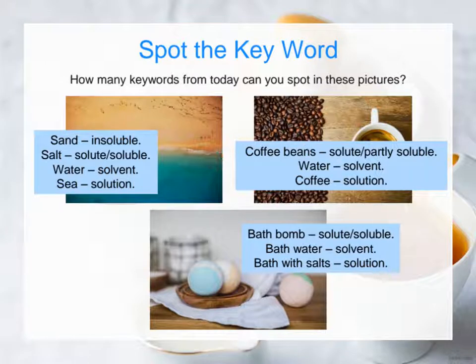Coffee beans are partially soluble in water, so the coffee beans are the solute, which is dissolved in water, which is the solvent. Then I'll have the coffee, which is a solution formed from coffee beans dissolved in water. Bath bomb is the solute, which is soluble in water, so the bath water is the solvent. Then I'll have bath with salts, which is the solution.